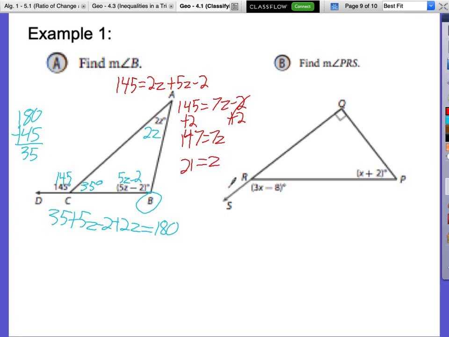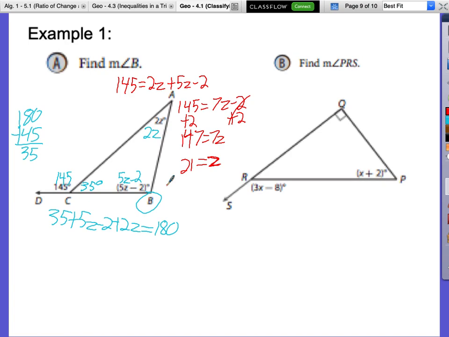So if Z is equal to 21, how can we find angle B now, William? We have to divide the 21 by Z. Okay, so Z is equal to 21, and we know angle B is 5Z minus 2. So if we know Z, could we plug it in? Yeah, we have to plug it in.